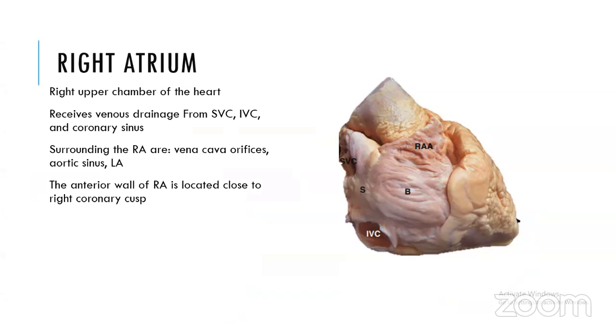So starting with the right atrium, the right upper chamber of the heart. The right atrium receives venous drainage from the superior and inferior vena cava and coronary sinus. The right atrium is surrounded by structures: the vena cavas, the aortic sinus, and the left atrium. The anterior wall of the right atrium is located close to the right coronary cusp of the aortic valve.